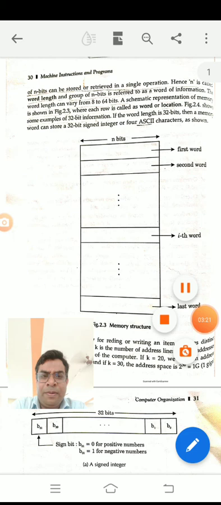And if k is equal to 20, remember this is important, the address space is 2 to the power of k. If k is equal to 20, 2 to the power of 20, that is 1 mega. If k is 30, that is 1 giga. And this is storing information in each bit of the lines.